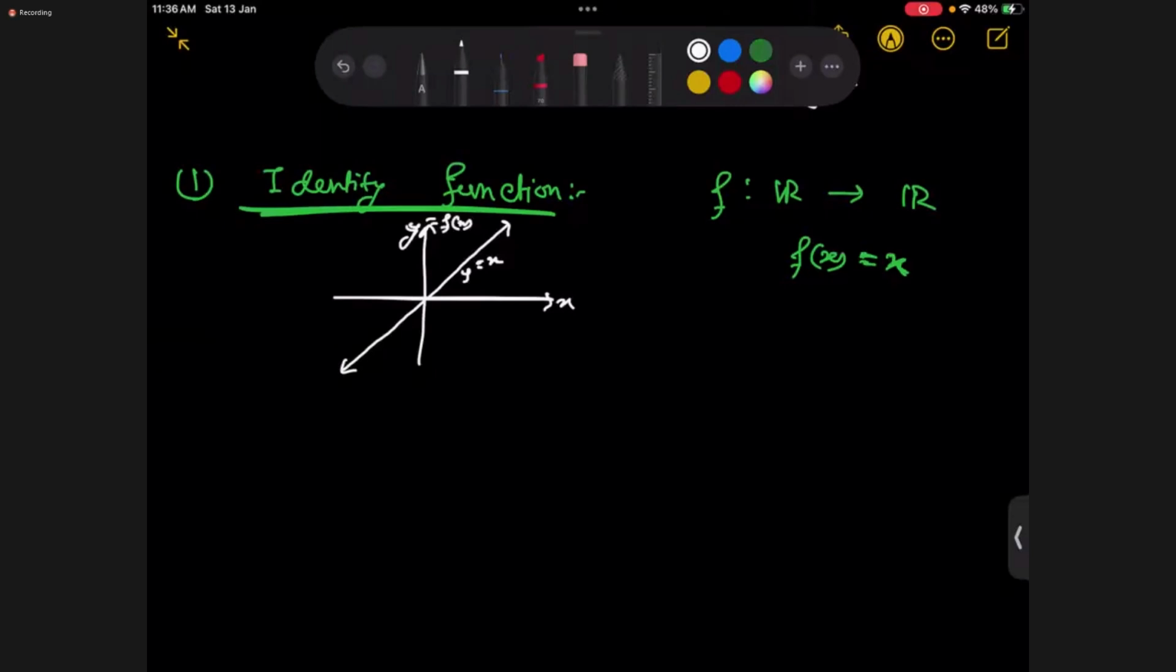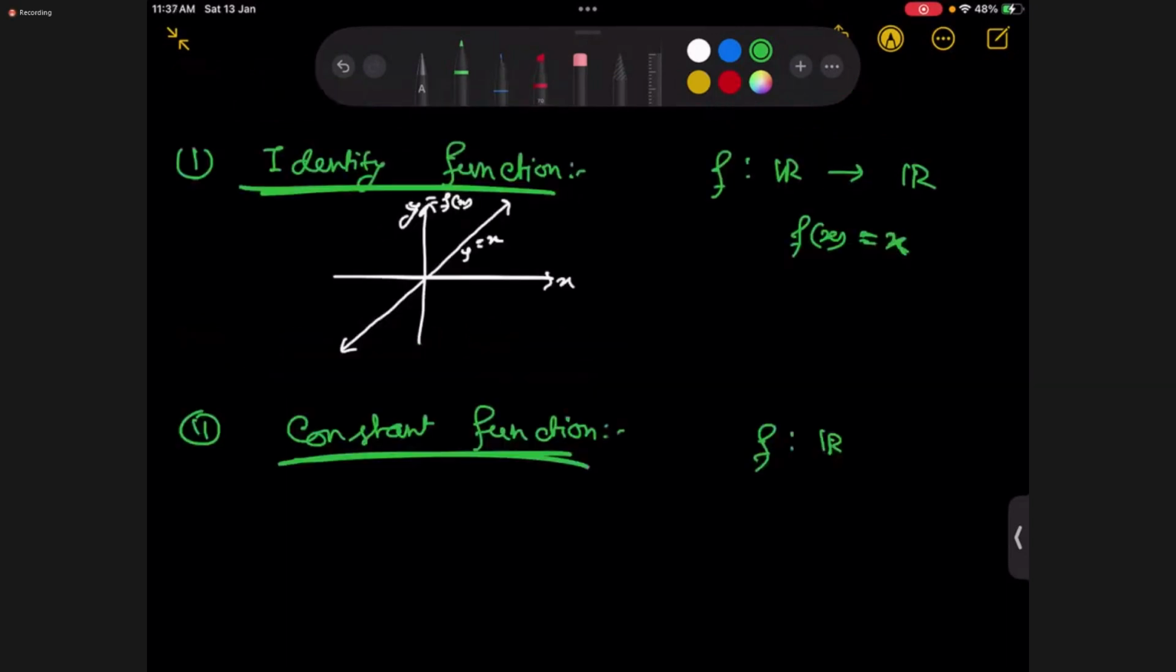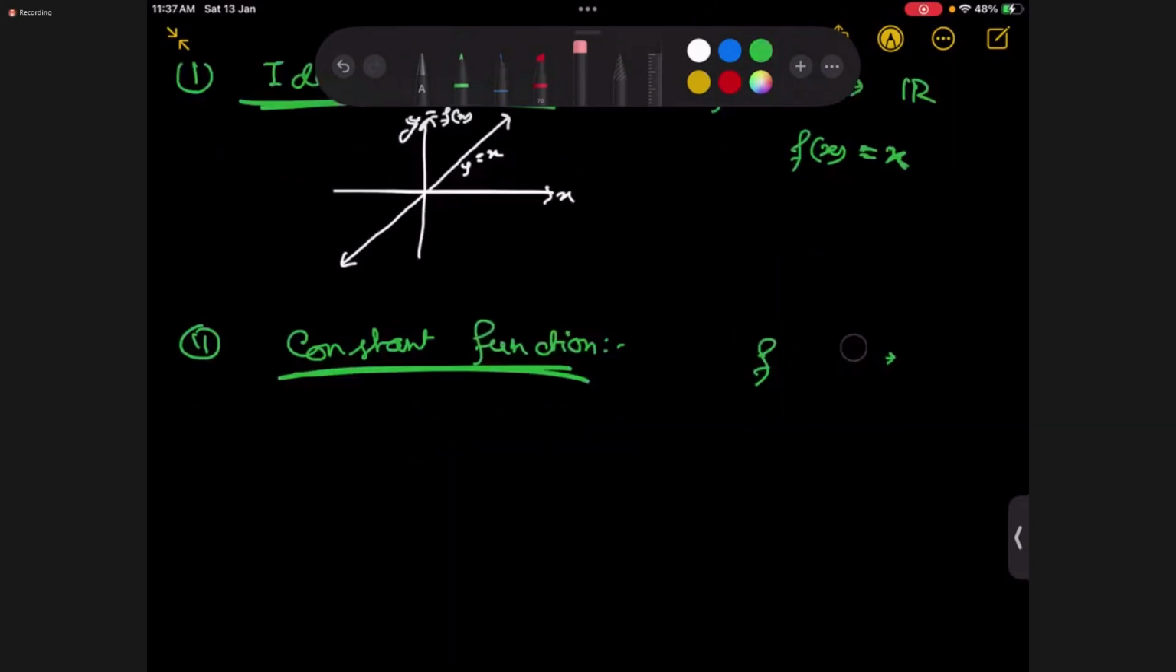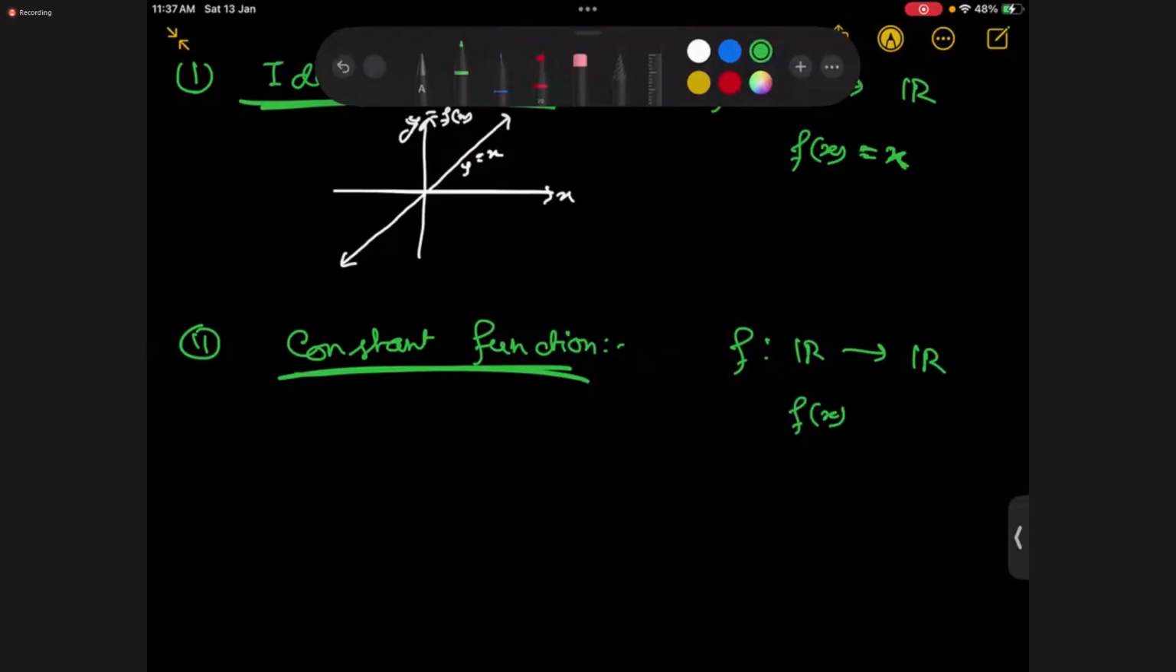Next one is the constant function. The function is defined as f from R to R, defined by f of x equals c, for all x in R.